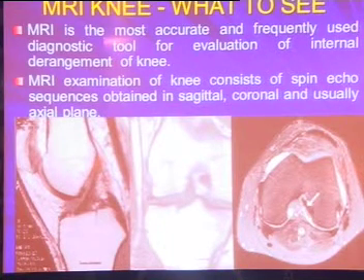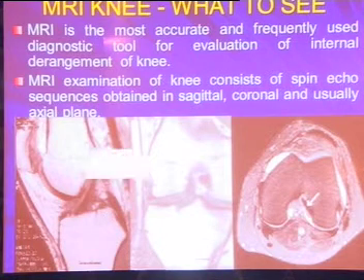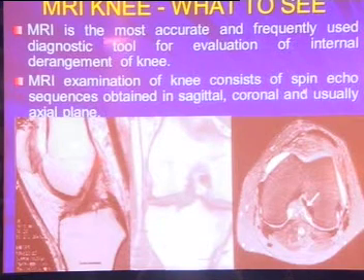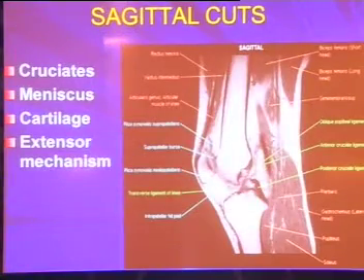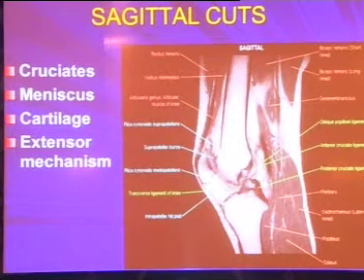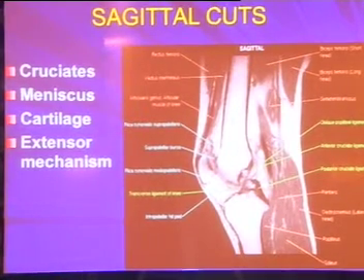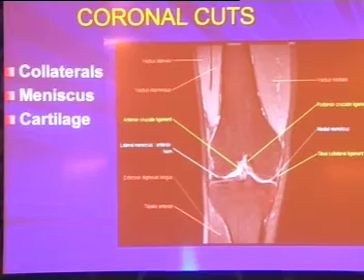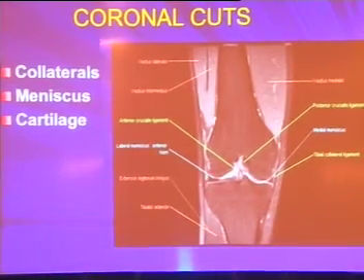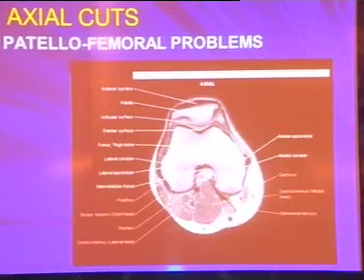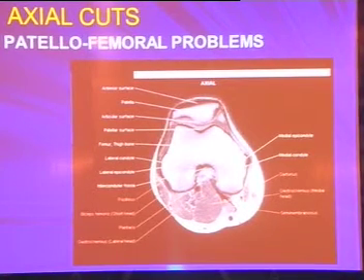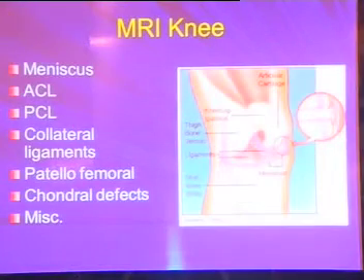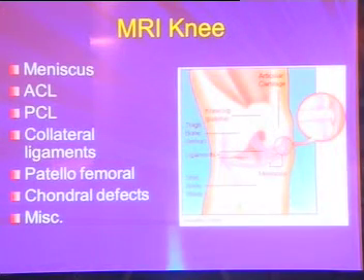So these are basically done in three planes: your sagittal cuts, the coronal cuts, and the axial cuts. Now in sagittal cuts, mainly we see the cruciates, the meniscus, and the extensor mechanism. In coronal cuts, the collaterals and the meniscus. Whereas the axial cuts are mainly important for patellofemoral problems. So these are the structures which we can diagnose on MRI.